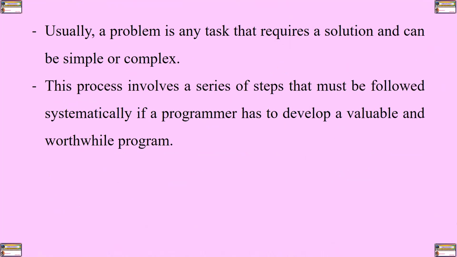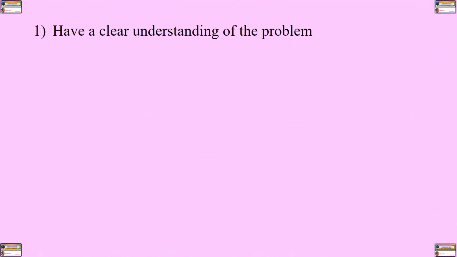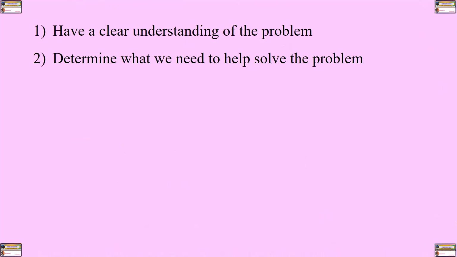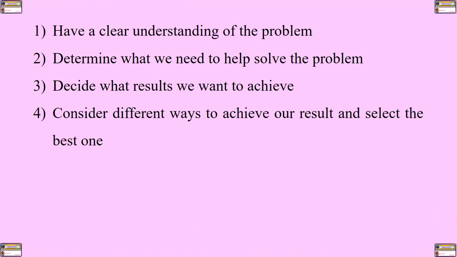This process involves a series of steps that must be followed systematically if a programmer has to develop a valuable and worthwhile program. In order for a programmer to come up with a solution to a problem, he or she must do the following, or what we call the process of creating programs. Number one, he or she must have a clear understanding of the problem. Number two, should be able to determine what he or she needs to help solve the problem. Number three, he or she has to decide what results he or she wants to achieve.